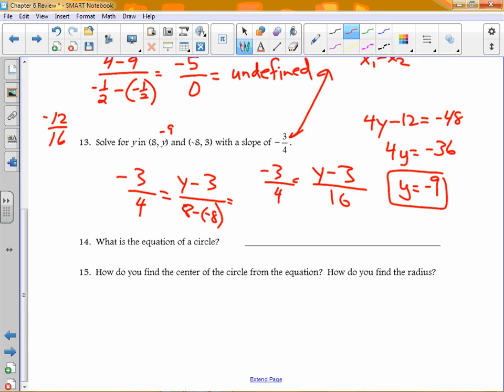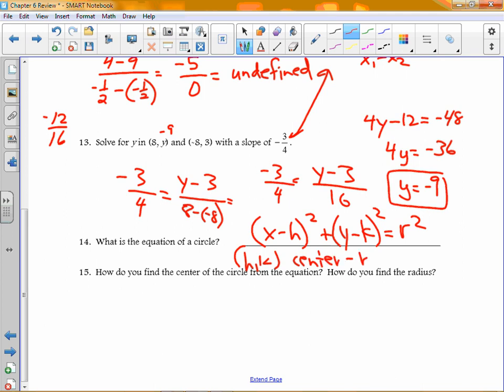Equation of a circle: (x minus h) squared plus (y minus k) squared equals r squared, where (h, k) is the center, and the radius is r. How do you find the center of a circle from the equation? You take the opposite.